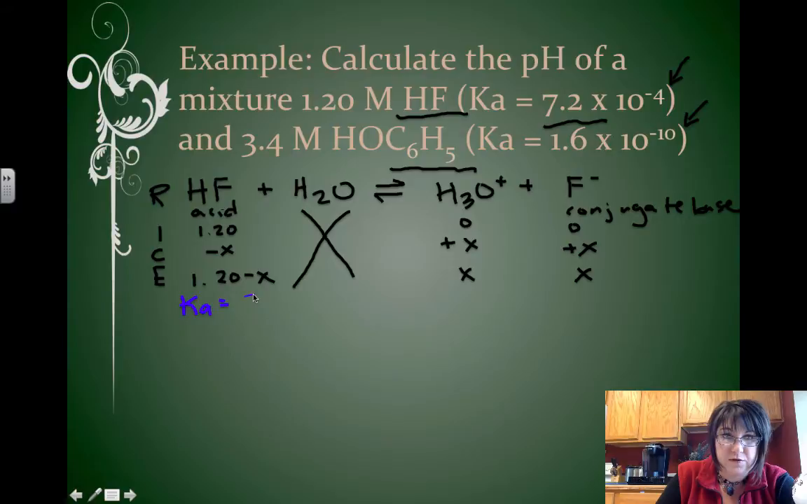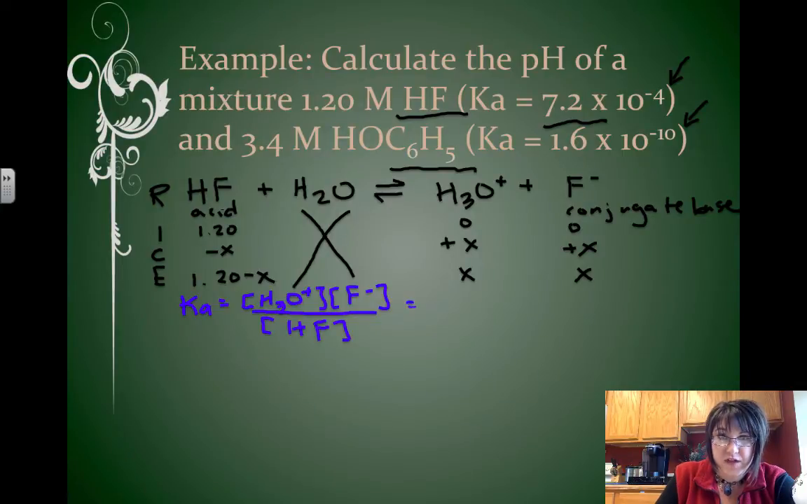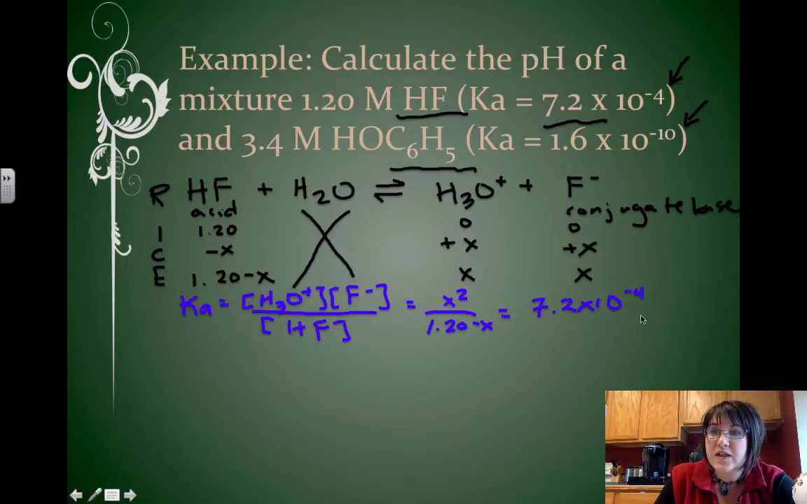Now the Ka is equal to the concentration of the products over the concentration of the reactants. Which in this case will be x squared, x times x, right, over 1.20 minus x, equal to the value of Ka of 7.2 times 10 to the minus 4. And that's a small enough value that we can use the small x assumption, that this is really not going to make much of a difference.